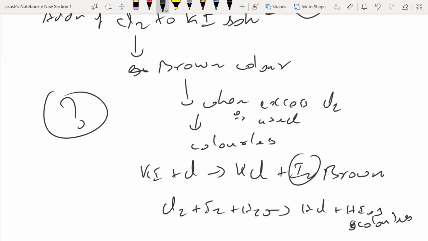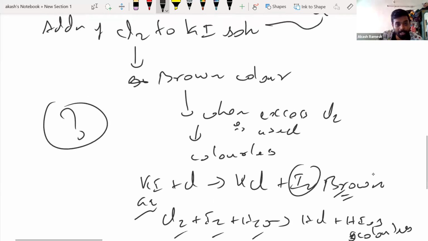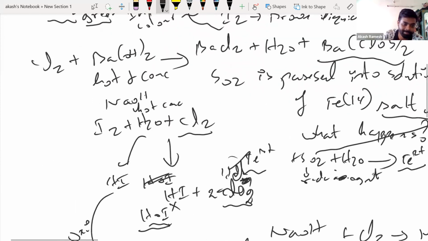Good attempt. Very good attempt. Very, very novel way of thinking, right? But the first one is right. I can understand why you thought like this, because KI is in an aqueous solution, right? So the Cl2 plus I2 plus H2O reaction we saw, it's a very good way of thinking, but sometimes that is not enough. But just for your thinking, I'm going to give you 2 marks.